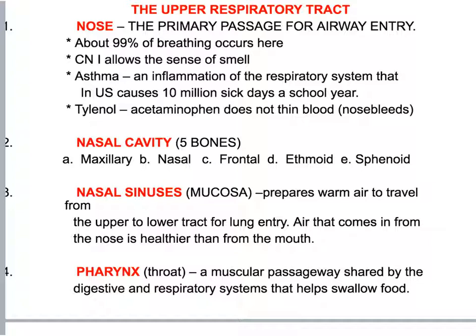Asthma is a major issue in the U.S. It's an inflammation of the respiratory system, and it causes as many as 10 million sick days a year in a school year. Tylenol is a painkiller, acetaminophen. It does not thin the blood or cause nosebleeds. However, it is very tough on the liver in large doses.